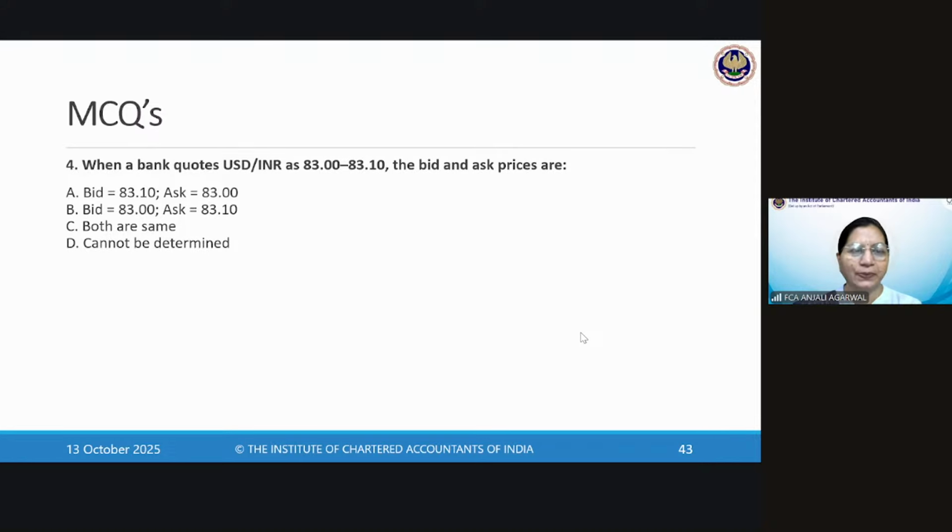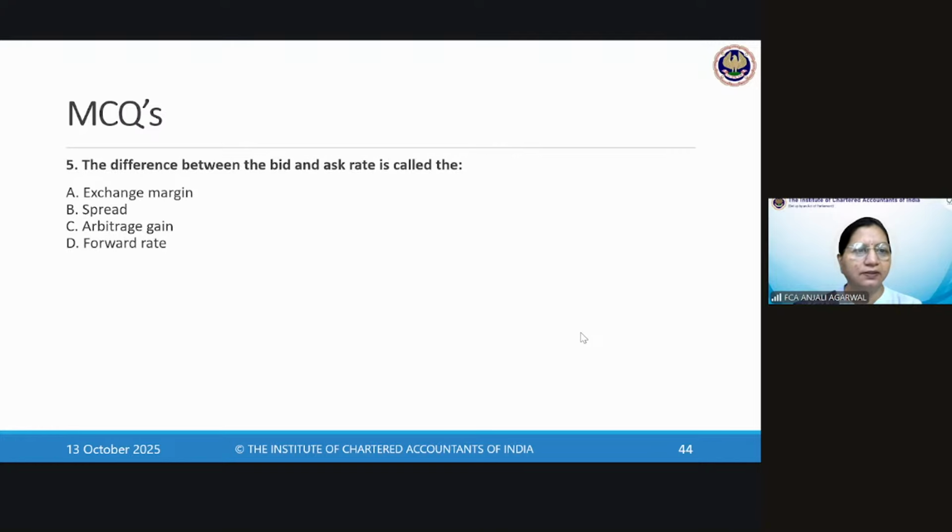Great. Good. Now, a bank quotes USD versus INR as 83.00 oblique 83.10. Which one is the bid and which one is the ask? B is the answer. Bid is 83, ask is 83.10. So if you want to buy $1, you need to pay 83.10. And if you need to sell $1, you will get 83 only. Good. What is the difference between bid and ask called? Spread.